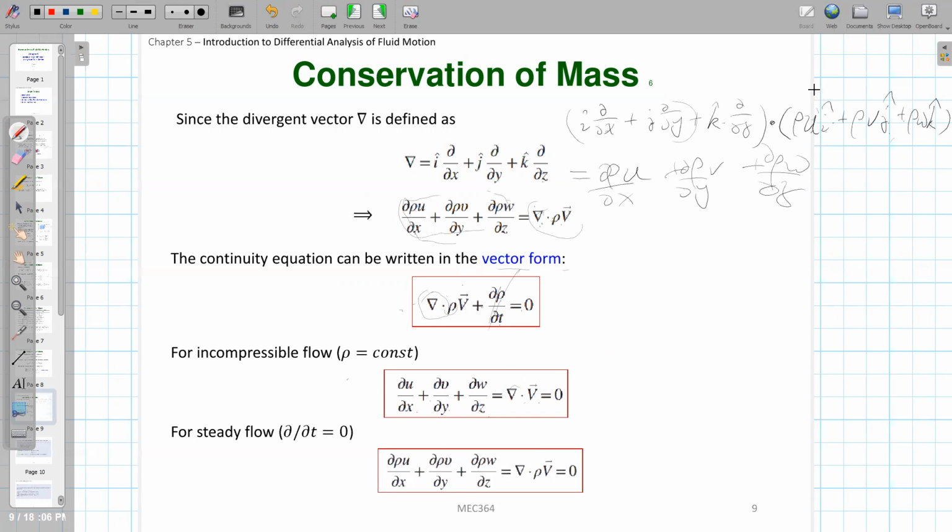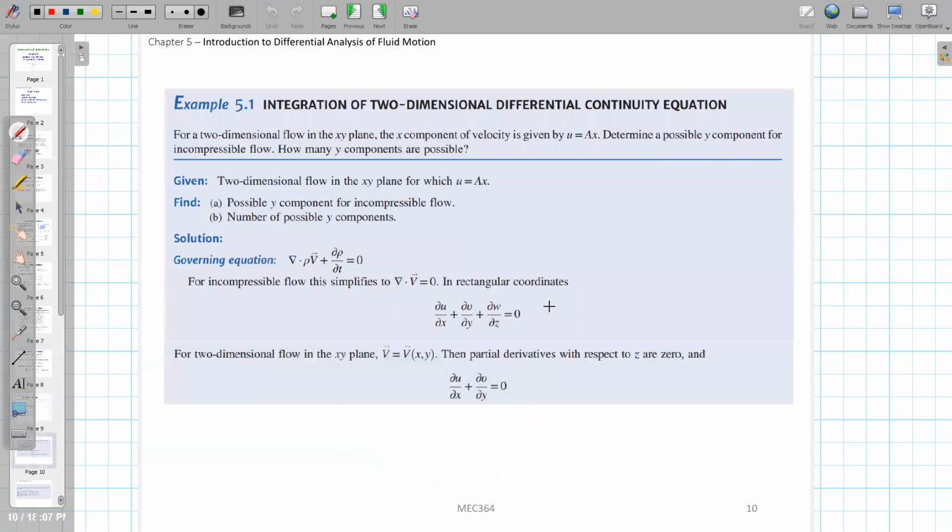All right, do you guys have any questions so far regarding how we get this differential form of mass conservation? No? Okay, so let's do an example problem on how to use this equation, this one or this one in component form. Please read this one first.